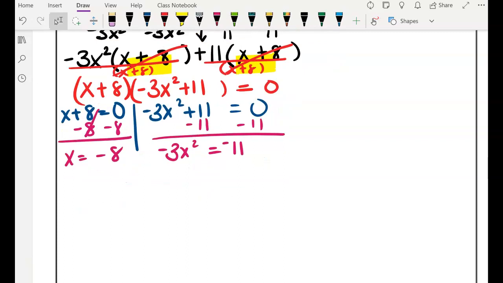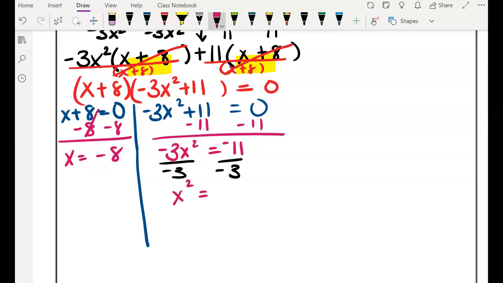Now we will divide both sides. Let me extend this line. We will divide both sides by -3. So -11 divided by -3, students, that is definitely a positive 11 over 3. We would now square root left, and that means square root right. Every time you take a square root, students, you need to have a plus and a minus. You would have two answers, okay?